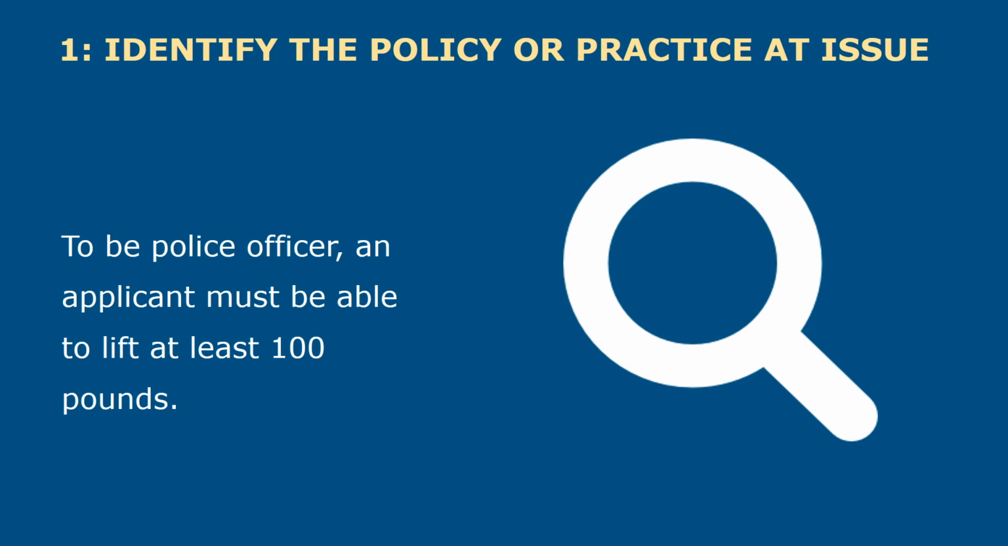Number 1, identify the policy or practice at issue. To demonstrate adverse impact, a plaintiff, the employee, must show that a particular policy or practice on the part of the employer results in a certain amount of discrimination towards a protected group. Therefore, your first step should be to identify the selection requirement that is responsible for the differing rates of selection. By way of example, let's use a requirement that a police officer in a particular city must be able to lift 100 pounds to be selected for the job.